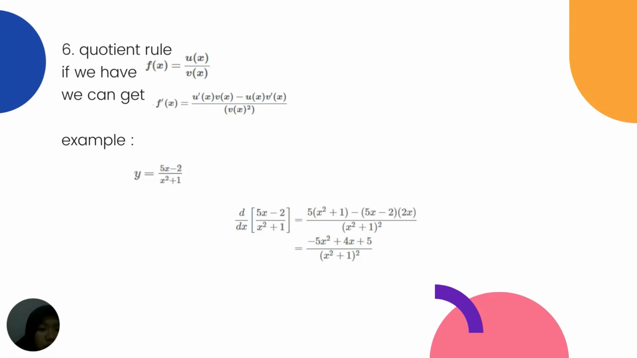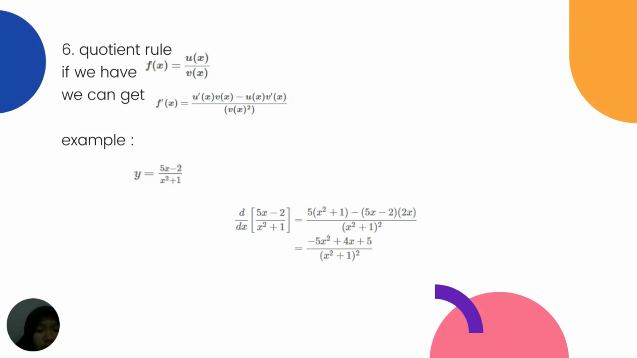Okay, next is the quotient rule. If we have f x is u x divided by v x, we can get f prime x is u prime x times v x minus u x times v prime x, divided by v x to the power of 2.